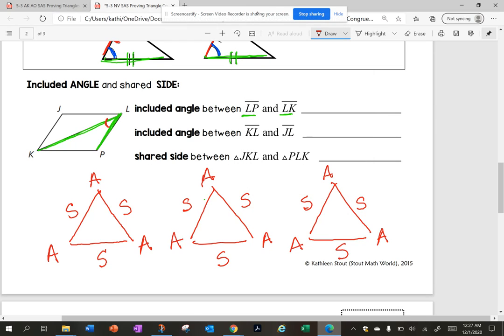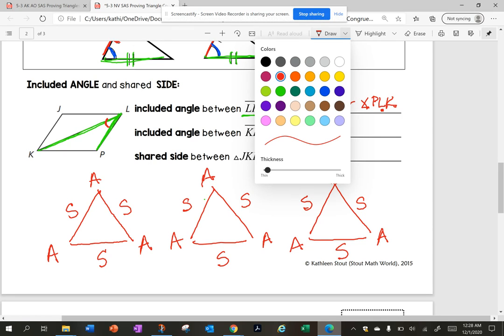I cannot just call it angle L because I have more than one angle L. So I have to use 3 letters. So I can either call this angle KLP, or I can call it angle PLK. So L is the vertex, the middle letter.